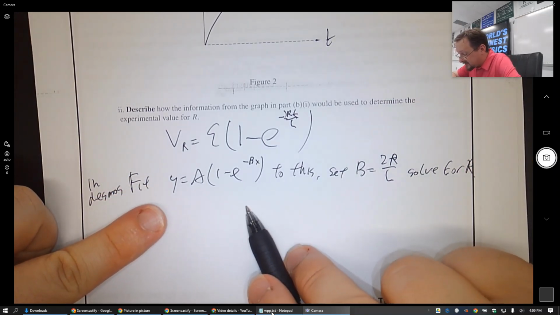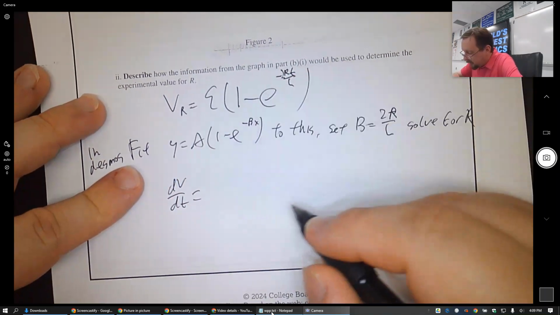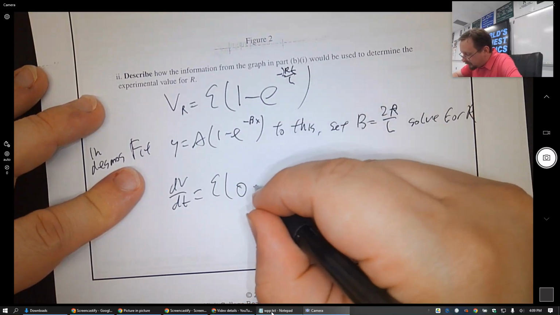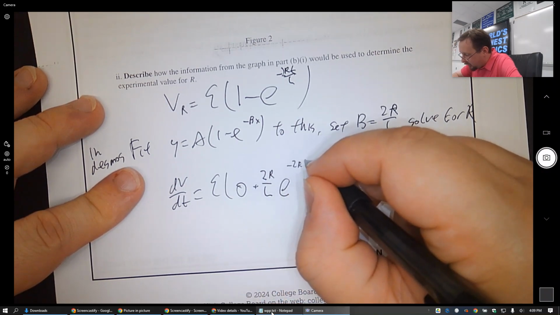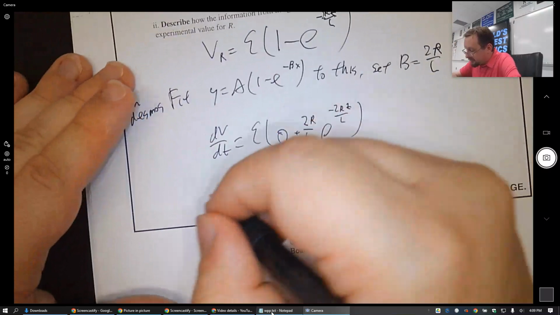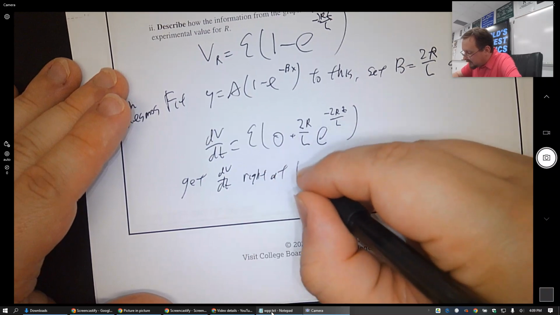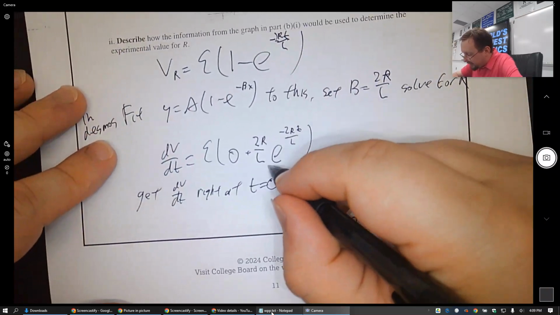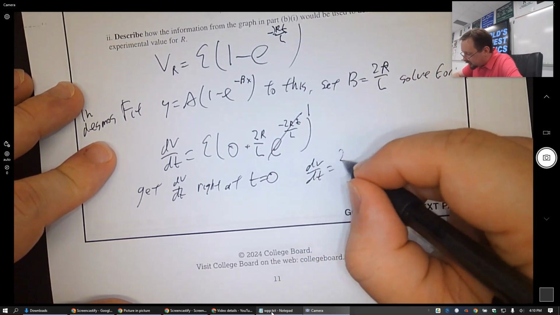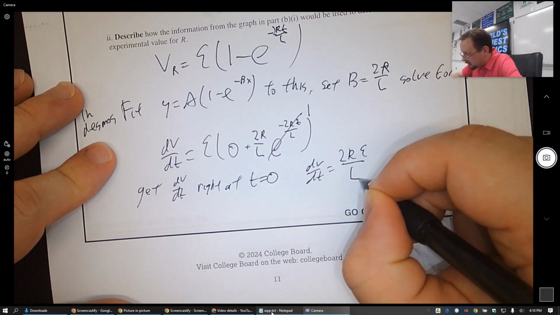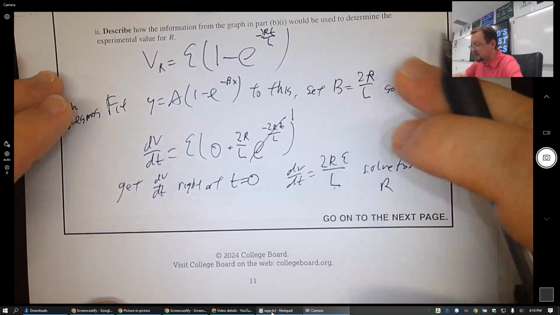Now, what else do I want to say here? Another thing I might think is, what is dV/dt? That would be EMF times 2R over L, e to the negative 2RT over L. Then I might get dV/dt right at time equals 0. At time equals 0, the exponential is 1, so dV/dt will be equal to 2R EMF over L. Then solve for R, assuming we know L and the EMF, which I think we do.